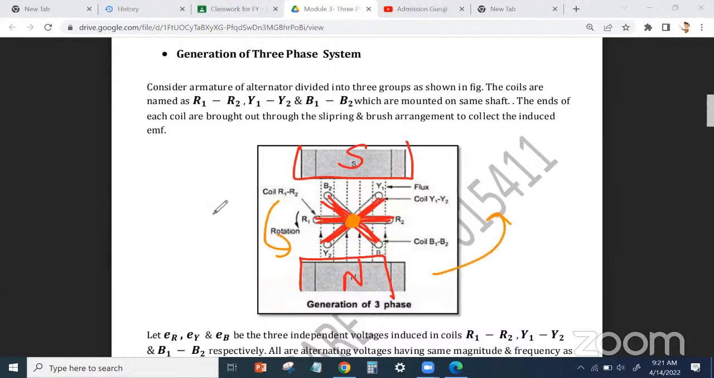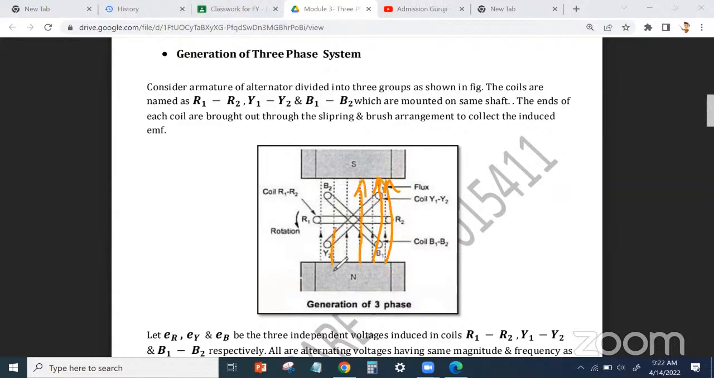Whenever they are rotated, they generate a voltage. R1, R2 generate the first supply, Y1, Y2 the second supply, B1, B2 the third supply. So this is the arrangement: south pole, north pole, three coils. What is the dotted line? The dotted line indicates the magnetic field. Outside the magnet, how do the magnetic lines of force go? North to south. Okay, this is the magnet. So this is the diagram. Let's see the next point.